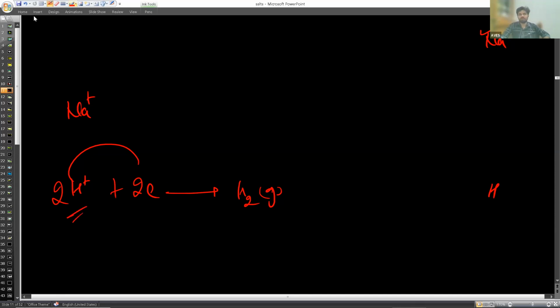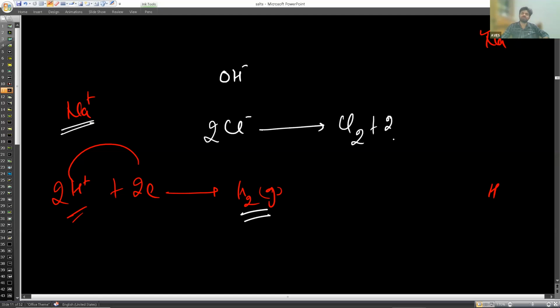You understood? So out of Na positive and H plus ion from water, the H plus will accept the electron and form hydrogen gas. Similarly, we have OH minus ions and Cl minus ion. So in donating the electron, Cl minus ion is first. Like for example, if I ask whether zinc or copper is more reactive, you will say zinc is more reactive in terms of donating the electron. Similarly, out of Cl minus and OH minus, Cl will donate the electron first. The two Cl minus ions will lose two electrons and form Cl2.